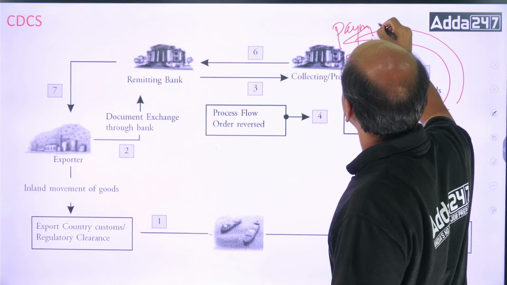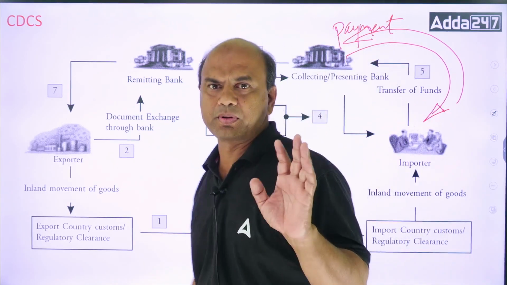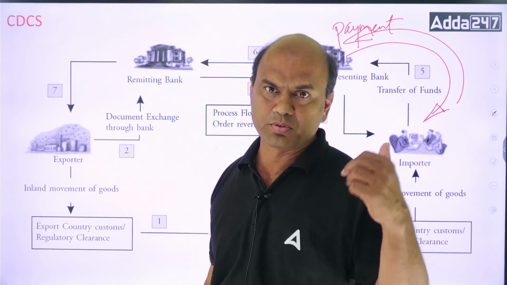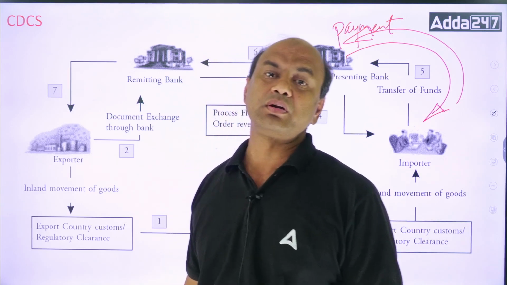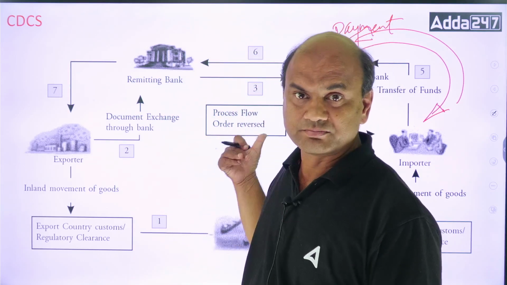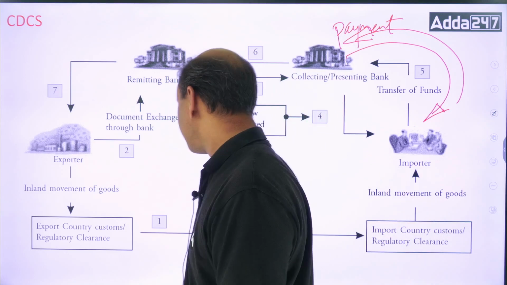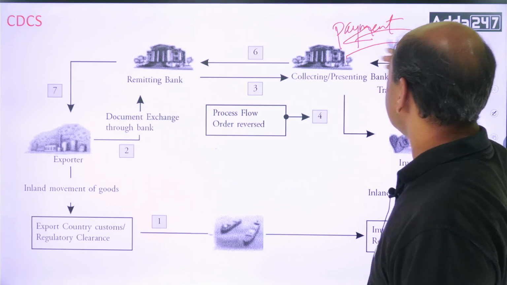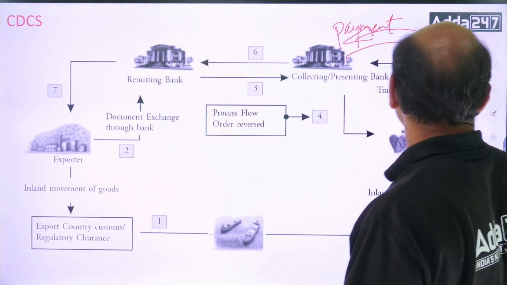Only on payment. Otherwise, documents will not be given. None of the documents will be given to the importer. The rule is simple. The documents wouldn't be handed over to the importer in case of DP. Got it? Very simple. The whole deciding factor is over here. Everything else remaining is very simple.